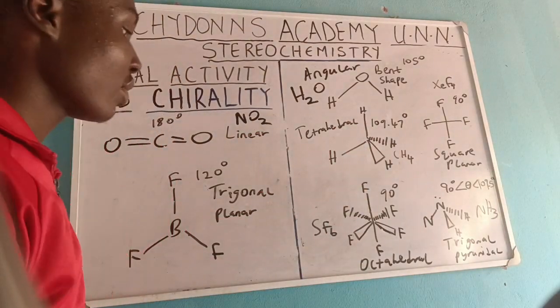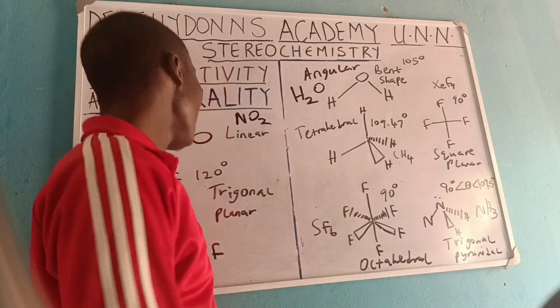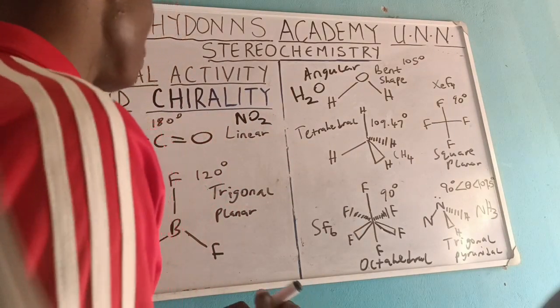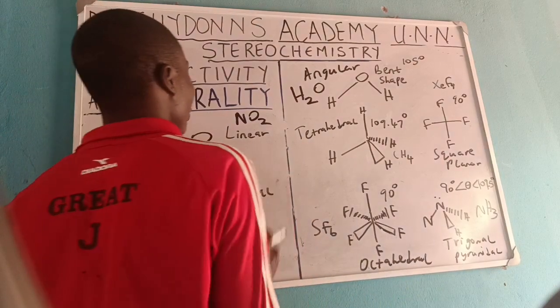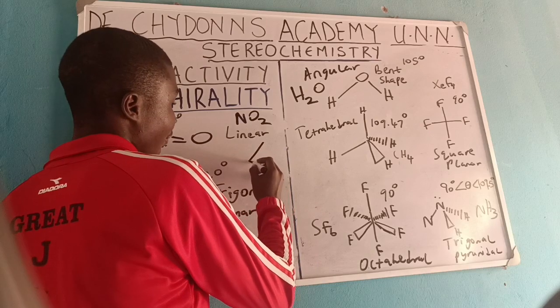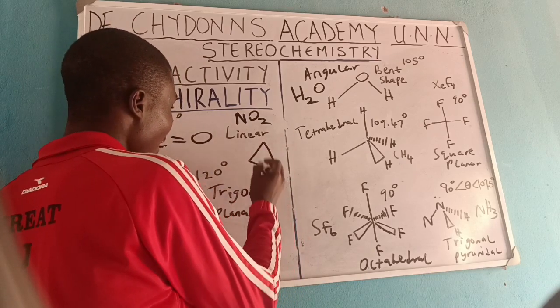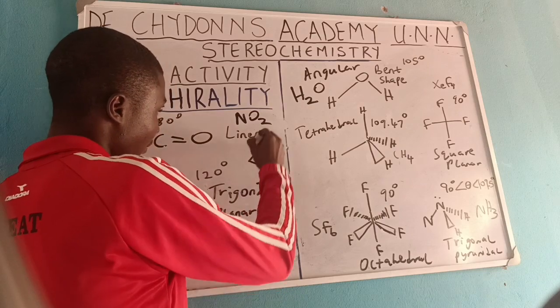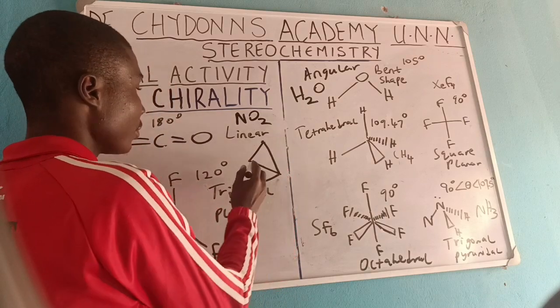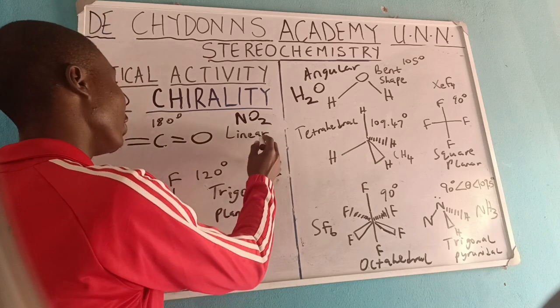Then the next one we have is octahedral shapes. Now in octahedral, we have 8 bonds. Let me see if I can sketch the structure of an octahedron so that you can understand basically what we have here. So let's see if that is obtainable. Let's see if I can sketch the structure of an octahedron.